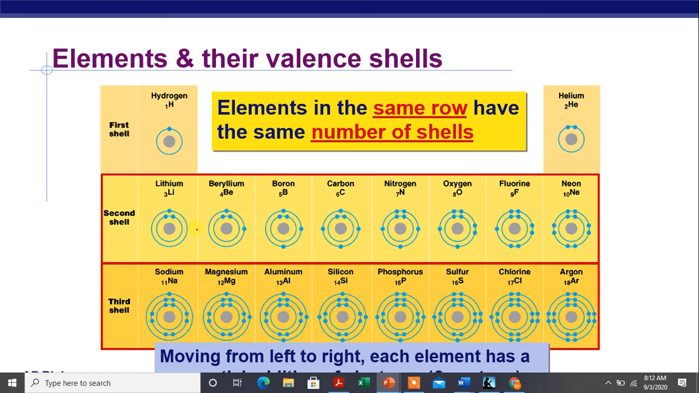Then also notice that as we move from the left side of the periodic table to the right side, the number of valence electrons, those found in the outermost shell, increase. 1, 2, 3, 4, 5, and so on. So valence electrons are directly related to the column an atom is in, and the number of electron shells is directly related to the row something is in.